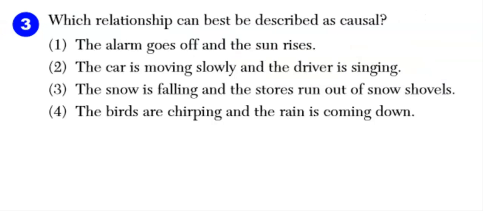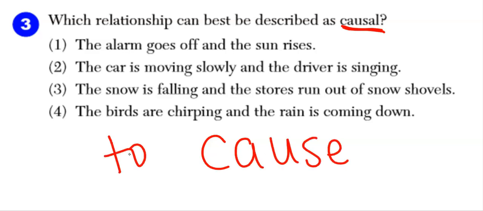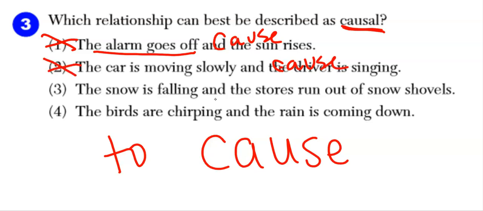Question number 3 asks which one of these relationships can be described as causal. Causal means to cause. So if your alarm goes off, does that cause the sun to rise? No. If the car is moving slowly, does that cause the driver to sing? No. If the snow is falling, does that cause the stores to run out of snow shovels? Probably. People probably need to buy shovels.